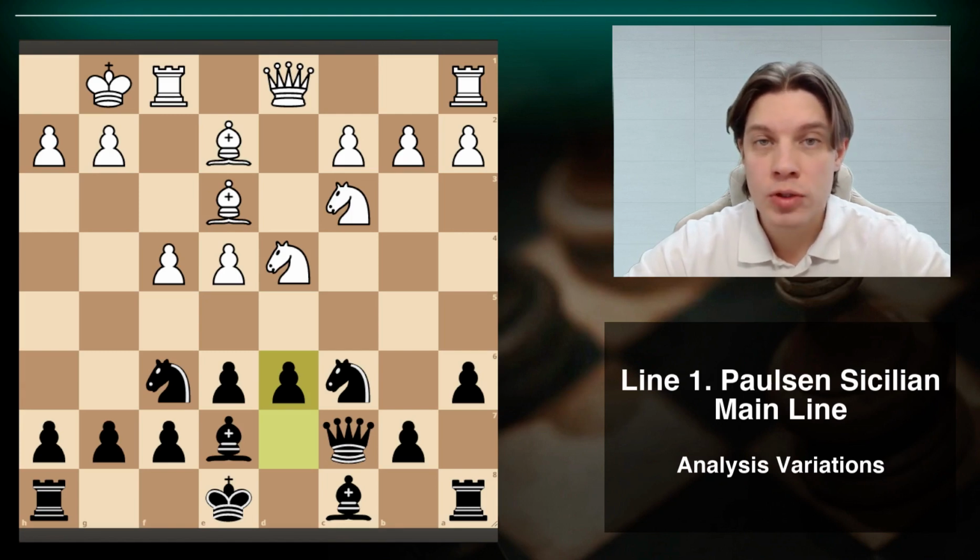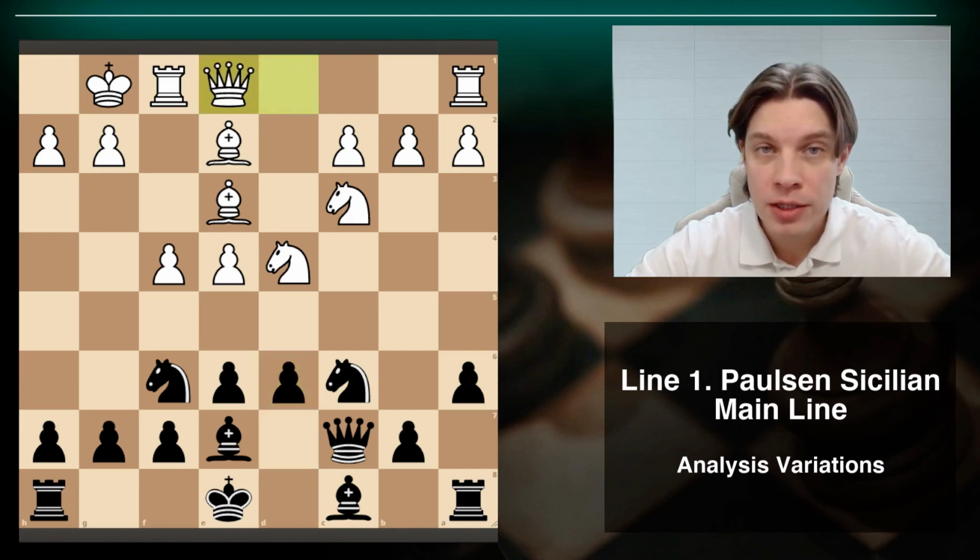What is the most common move for white in this position? They usually start with queen e1 with the idea to relocate the queen to g3 and pressure on the g7 square, as well as to control the e5 square with the queen on g3.